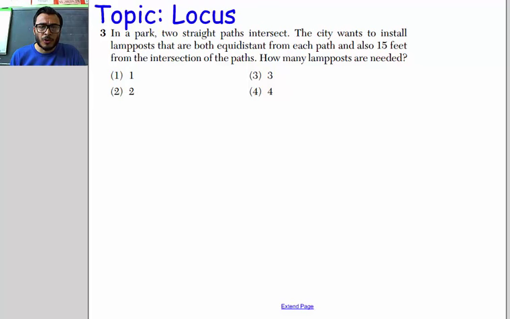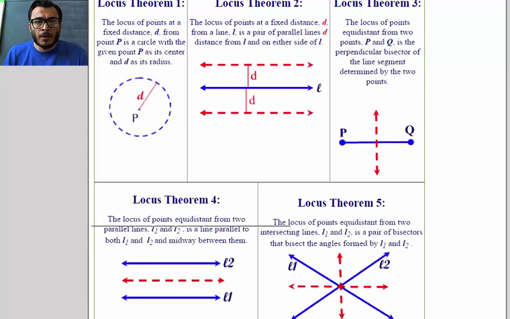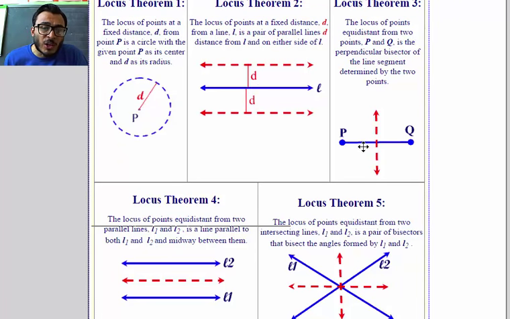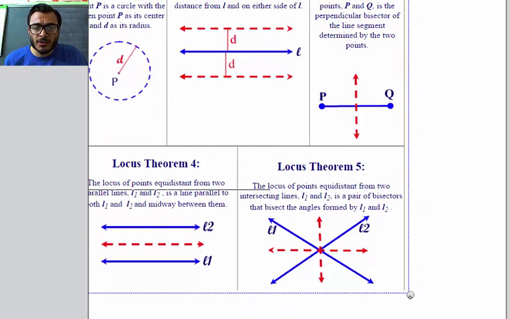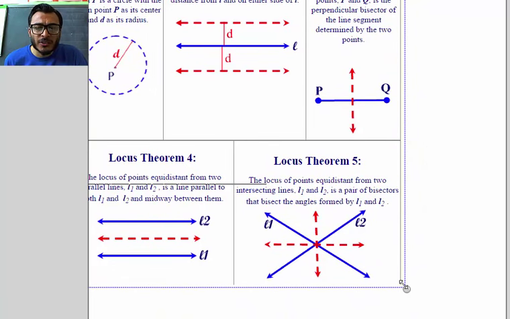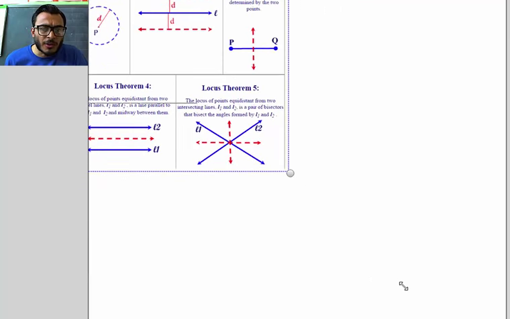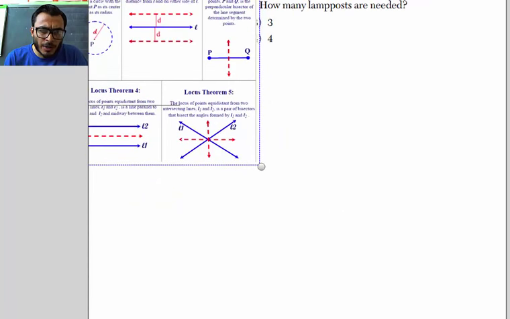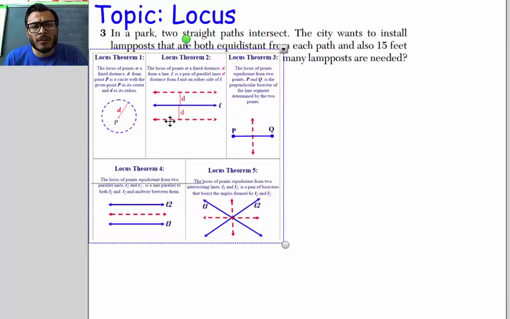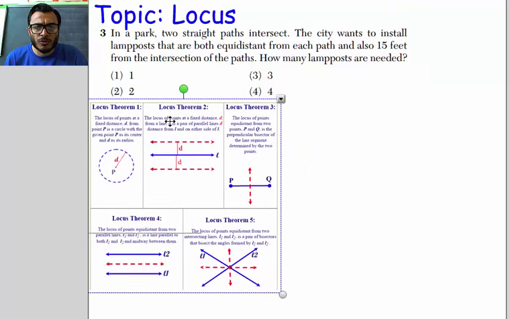So let me put those up right now. So here are your basic 5 locus theorems. You got a locus of points, fixed distance from a point, fixed distance from a line, equidistant from 2 points, equidistant from 2 parallel lines, and equidistant from intersecting lines. So with these locus questions, it's a good idea to ask yourself, what locus theorem are they testing me for? And that will give you an idea of the kind of picture you're trying to produce.